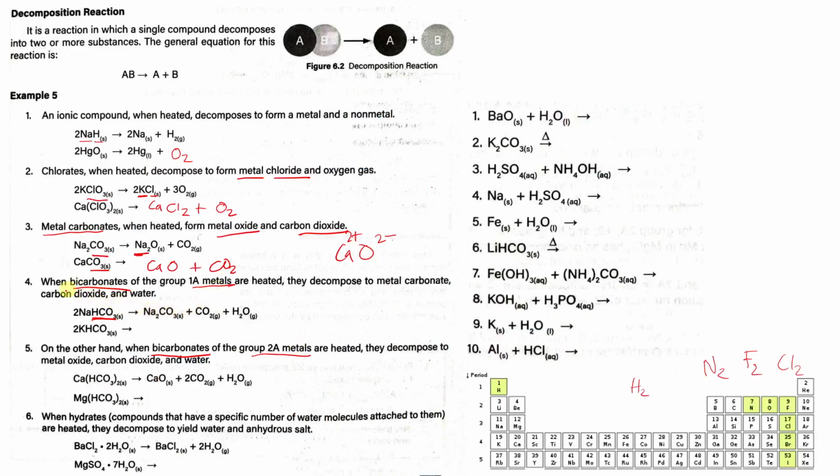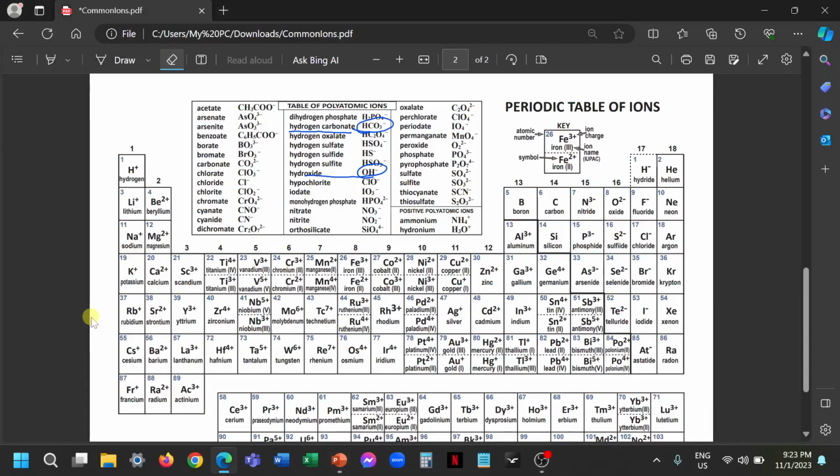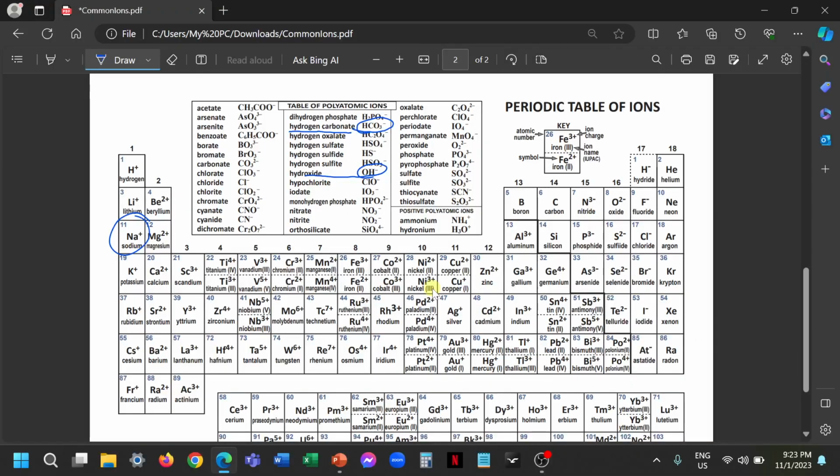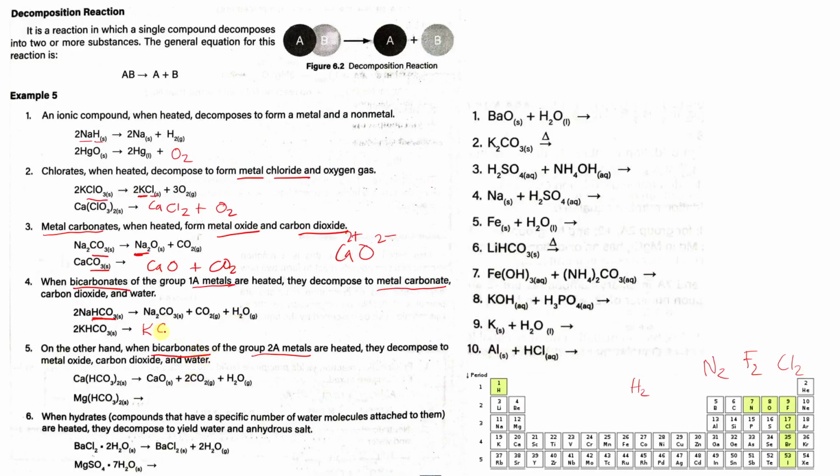So for number 4, this is when we have a group 1A metal. So this one, sodium. Sodium is over here. We can see that this one is in group 1A. So for 1A metal, the products are a metal carbonate, carbon dioxide, and water. Again, the product is a metal carbonate. The metal here is the potassium. Then we have the carbonate. Again, for carbonate, the symbol is CO3. You have CO3 plus, again, CO2, and then plus water.